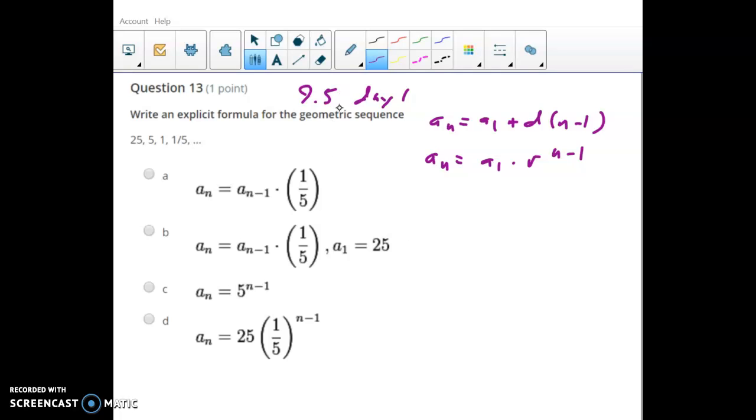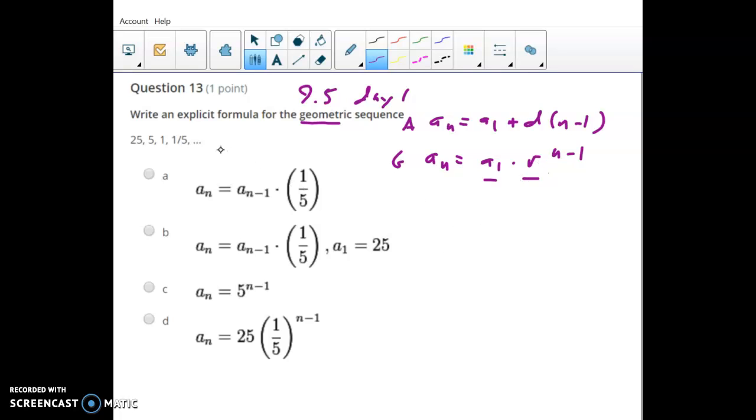Okay, this is to help with question 13 from 9.5 day 1, and we have to write the explicit formula for a geometric sequence. So there are two explicit formulas in this chapter. The top one here is for arithmetic patterns. The bottom one is for geometric. So this one is going to be the second formula, and we need to find kind of two parts. You need to find the first term and then the common ratio, which is the number you multiply by.